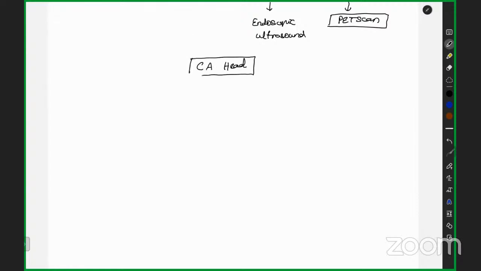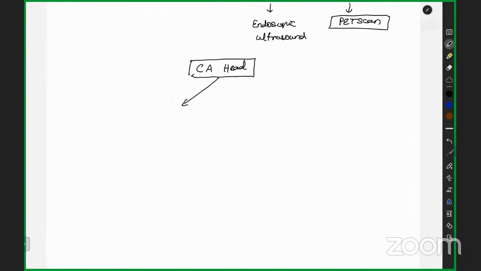How am I going to proceed? Remember, if I finalize that my patient has a CA head of pancreas, then I am going to perform a CT scan and a PET scan. Why do I perform a PET scan or CT scan? There must be some reason, right? Remember, write it down. Why do you do a CT scan and PET scan? To identify distant metastasis. So where all can metastasis occur? Metastasis can occur either in the liver nodule, or it can go to the ascites.